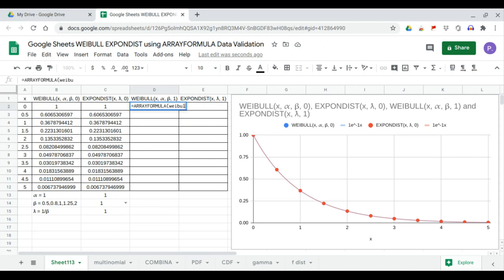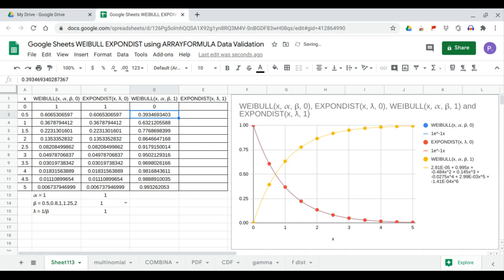Next we go to the cumulative distribution function, which is array formula, Weibull of the x values. Our alpha will be this value, our beta will be this value, and this time the last argument is 1 because it's the cumulative distribution function. And here we have the trend line of the cumulative distribution function, which is a saturating exponential function. This is the Weibull function, and this is the trend line equation.